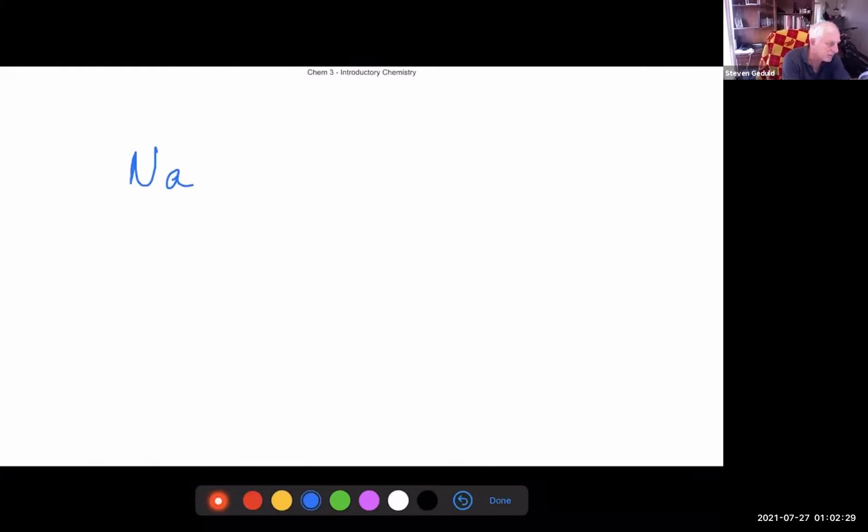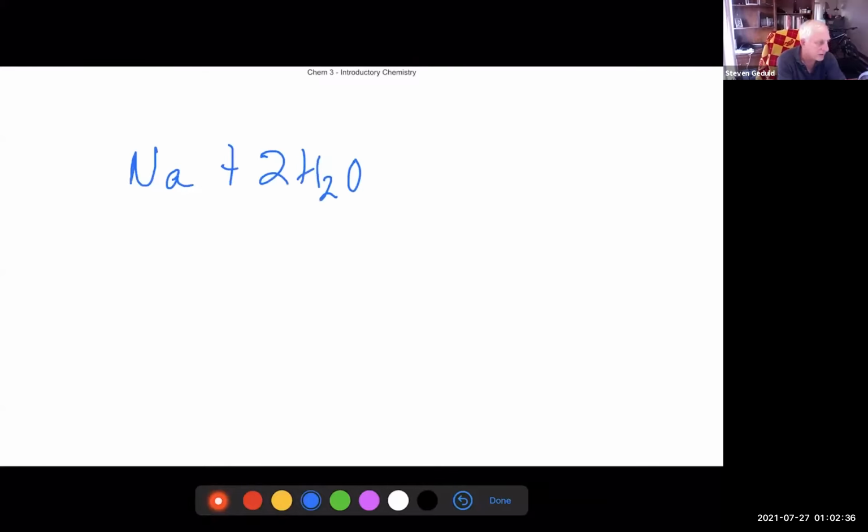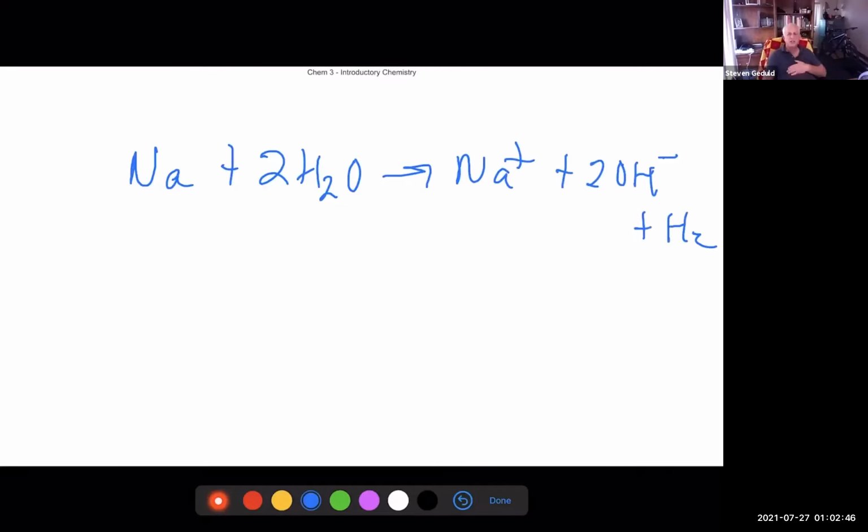So let's take an equation from the book here. Let's take our sodium solid plus 2 H2O goes to Na+ plus 2 OH- plus H2 gas. Now there are some rules for assigning oxidation numbers.